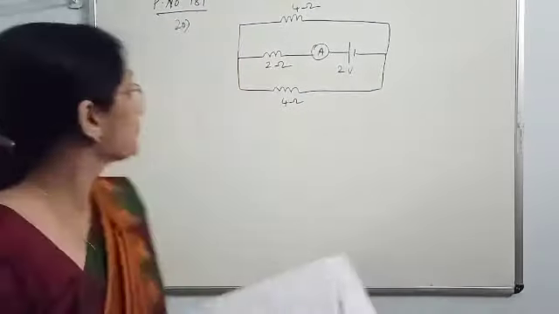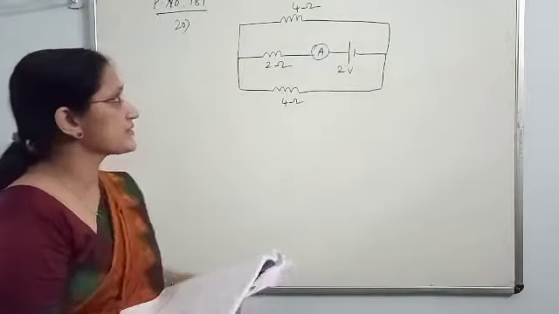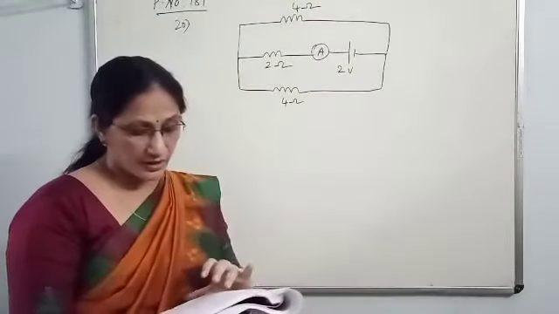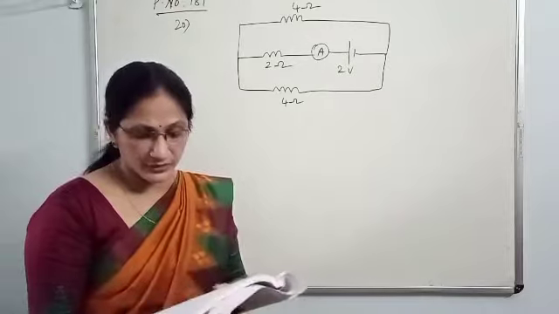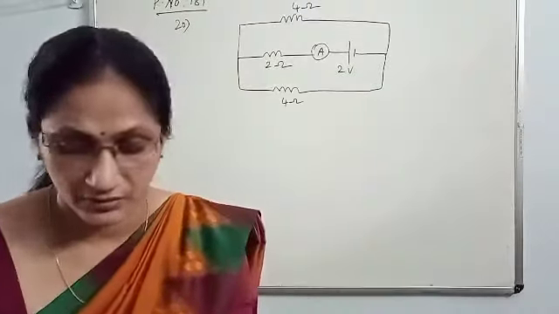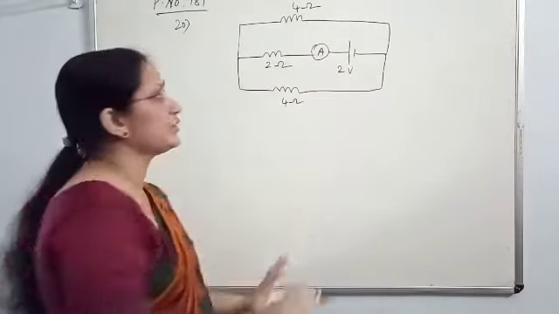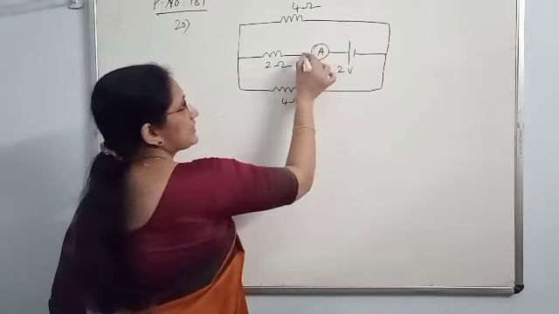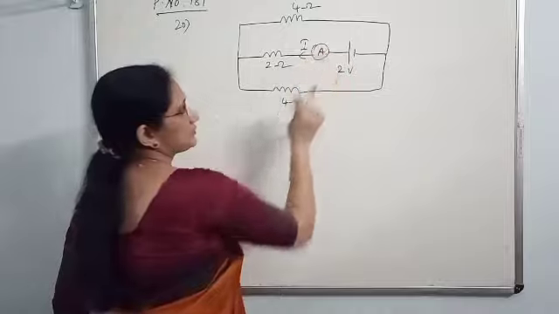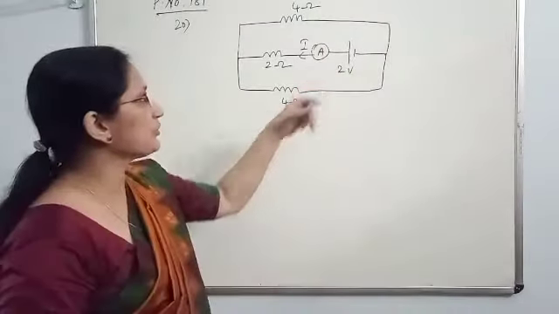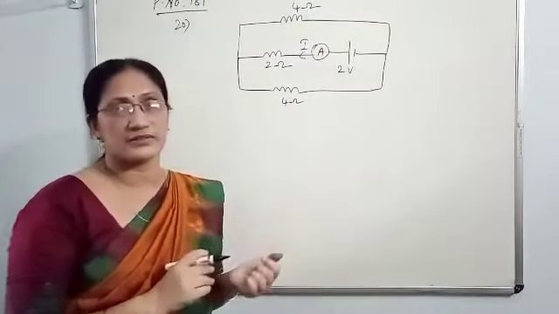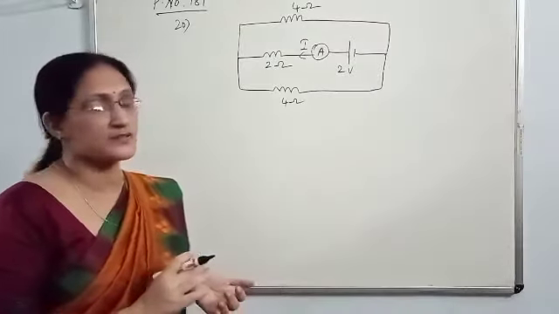Next, question number 20. This is a circuit diagram given, and you are asked to find out the reading of the ammeter in the circuit. Here is the ammeter. Ammeter reading means the current you are asked to find out. What is the current flowing in the circuit? This diagram you may feel a little complicated. You can simplify it in this way.